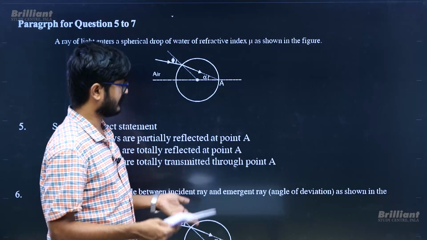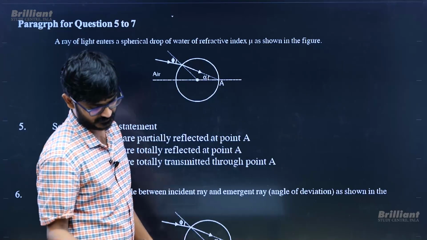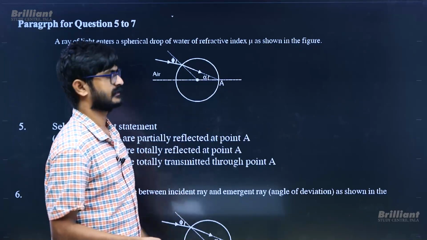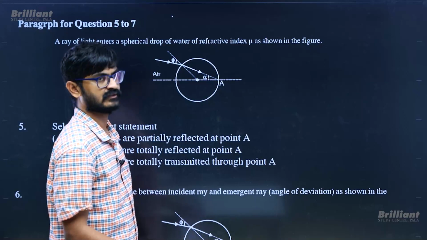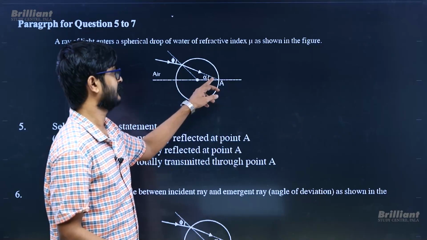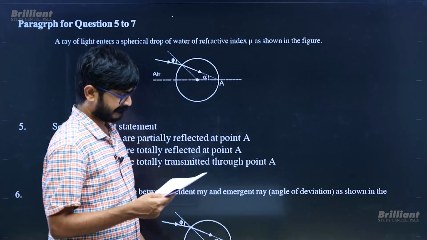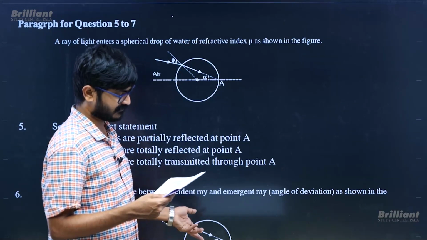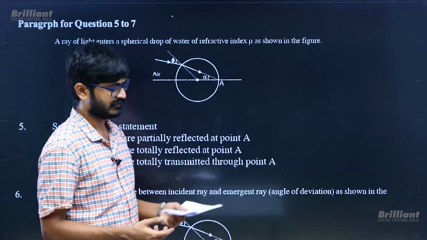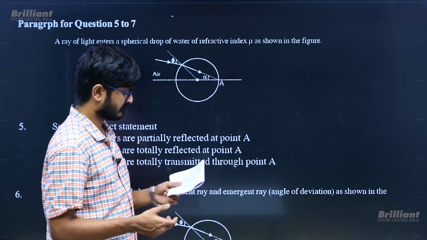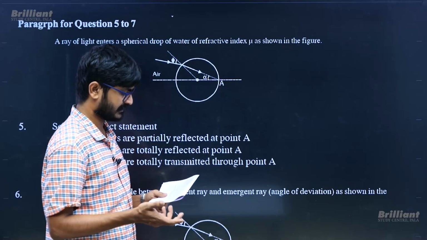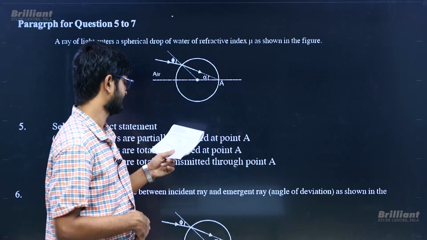Incident rays are totally reflected? We never know the information, but from the next questions you can understand there is a condition that needs to be satisfied for total internal reflection. So there will be partial reflection and partial refraction. Incident rays are totally transmitted through point A? Yes, total transmission will never happen, there will always be reflection. So option A we can go with: incident rays are partially reflected at point A.